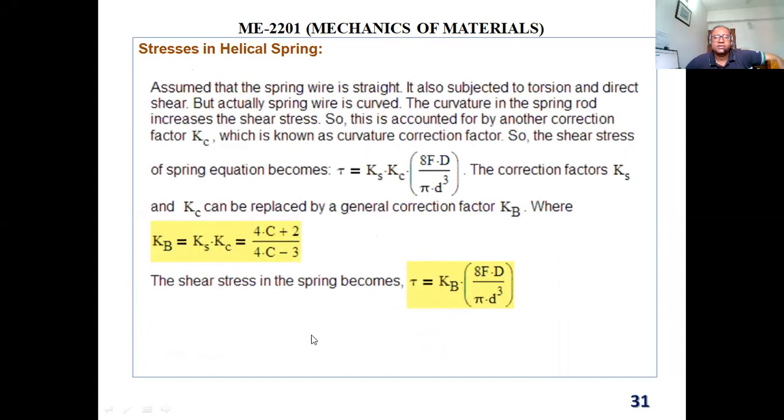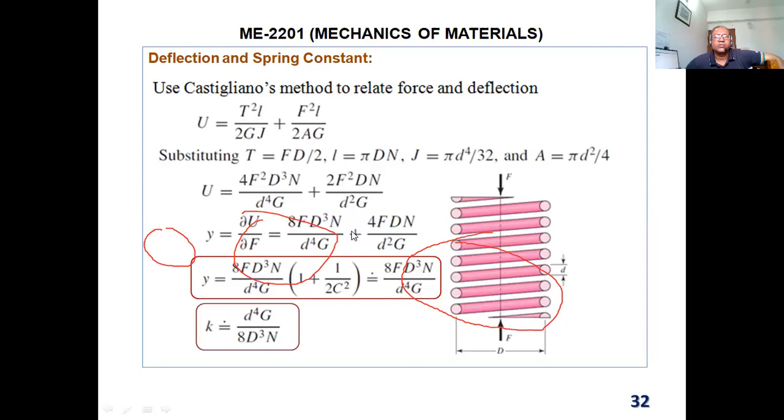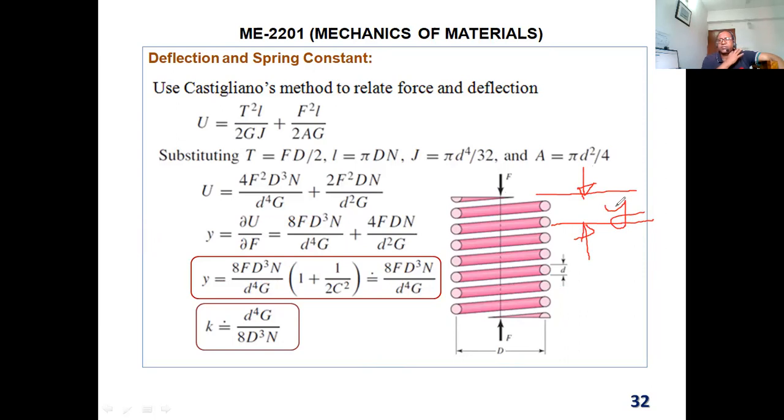So we derived this formula for shear stress in the spring. This is the value of Kb. Now, to figure out the deformation when we apply force F, how much will the spring deflect, say this much. So what is this value of y? This is the value we need to figure out.